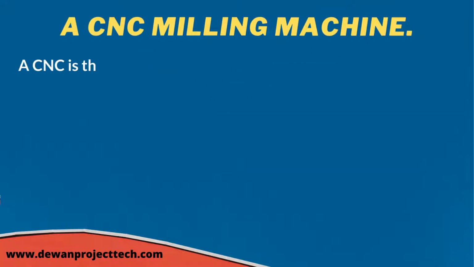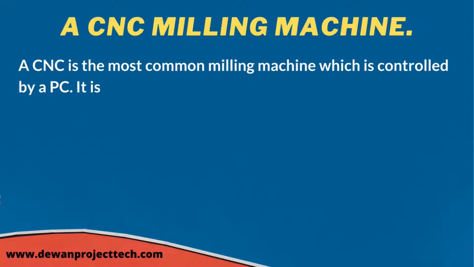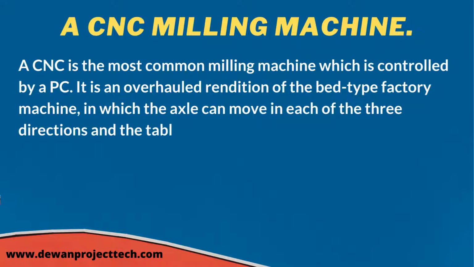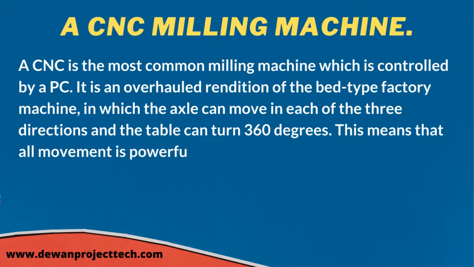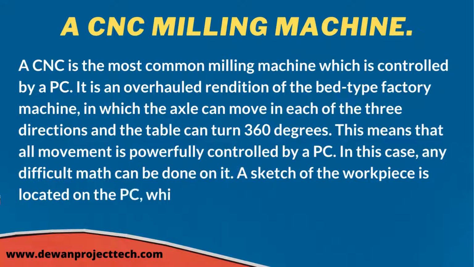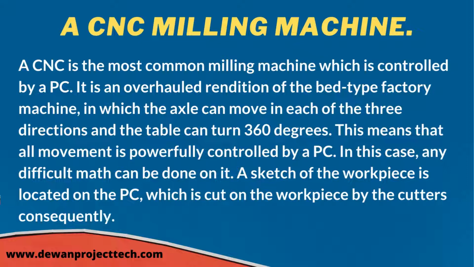A CNC milling machine. CNC is the most common milling machine, which is controlled by a PC. It is an upgraded version of the bed-type milling machine, in which the spindle can move in each of the three directions and the table can turn 360 degrees. This means that all movement is powerfully controlled by a PC. In this case, any difficult math can be done on it. A sketch of the workpiece is located on the PC, which is cut on the workpiece by the cutters automatically.